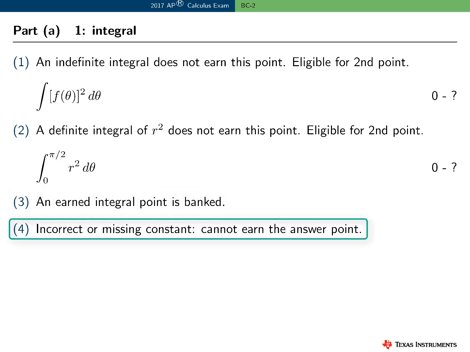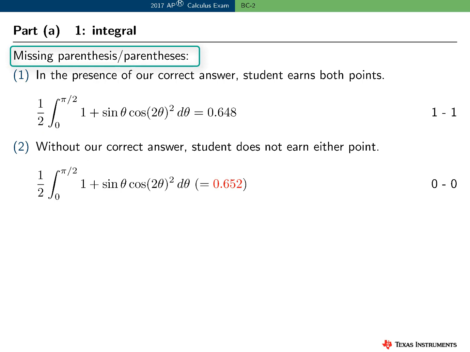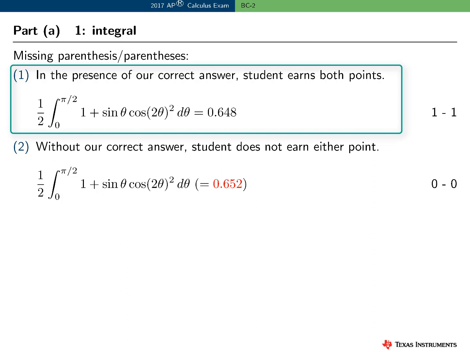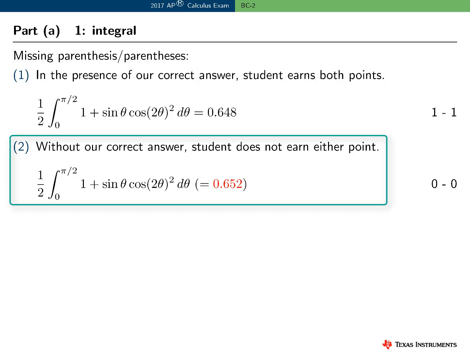And finally, if there is a missing or incorrect constant, the student cannot earn the answer point. There were some notational fluency or parentheses issues in Part A. Suppose there were missing parentheses in the integrand. Well, then it isn't clear which expression should be squared. However, in the presence of our correct answer, the student earns both points. Without our correct answer, the student does not earn either point.